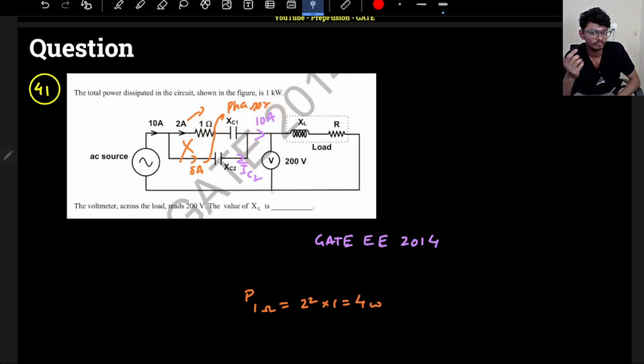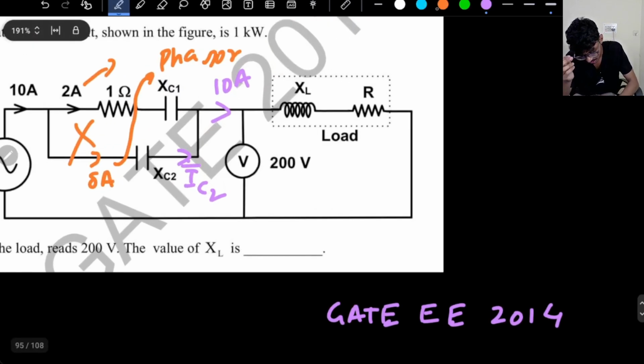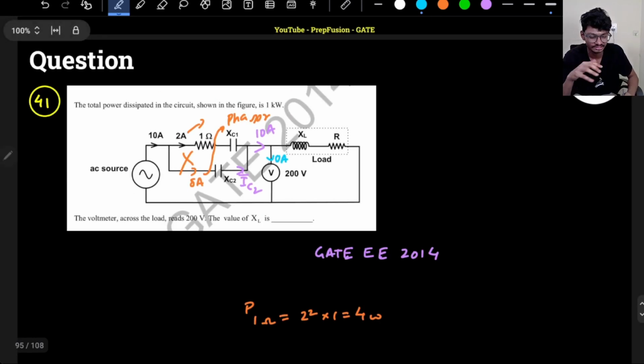Another important property of a voltmeter, if you have studied measurement, or if you know basic things about a voltmeter, is that a voltmeter has very high impedance. Due to its high impedance, there will not be any current flowing through it. This basic information you should know. If you don't know, now you know.